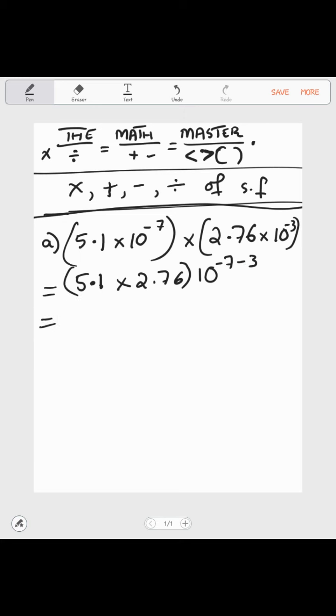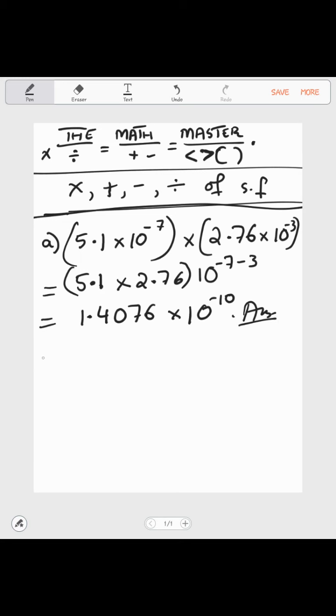So what we get as the answer, you can do it by the calculator or by the multiplication method as well, and you get the answer 1.4076 multiplied by 10 to the power of minus 10. Alright, now this is because minus 7 minus 3 is minus 10, so this is your answer.